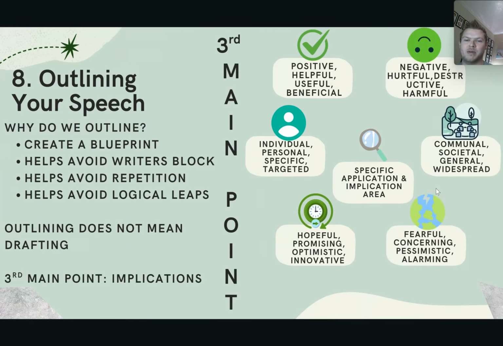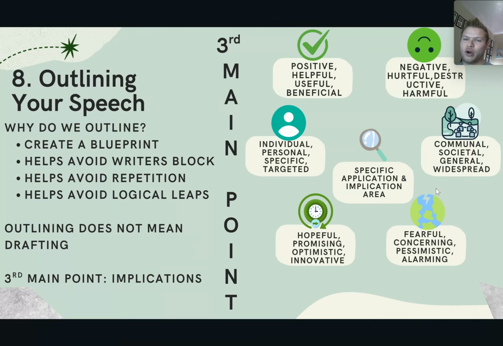So second main points are over now. Let's talk about third main points. Third main points are the most rigid in terms of it is extremely, extremely rare for any speech to make it to the finals round of NSDA where the third point is not implications, consequences, effects, impacts.